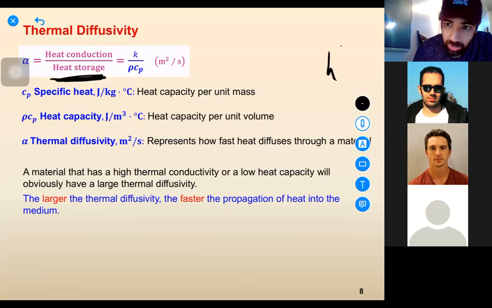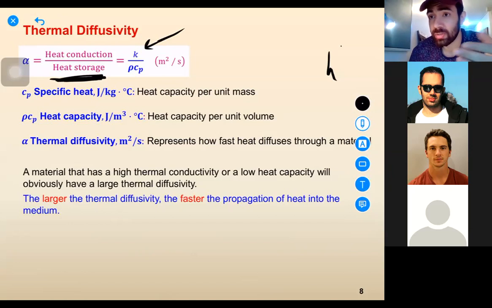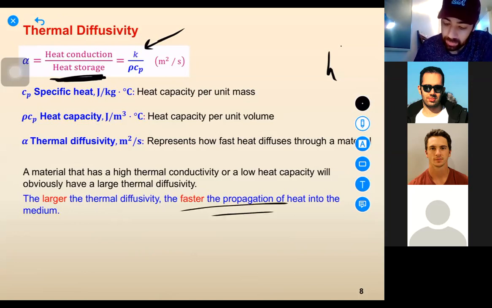But the numerator of this fraction, which is heat conduction, that comes with the constant K, is trying to conduct the heat, in competition with the denominator, which is density times the specific heat, C of P. So basically, if this amount, which is alpha, is larger, then the propagation of heat happens much faster. If it is lower, the heat propagation happens much more slowly.